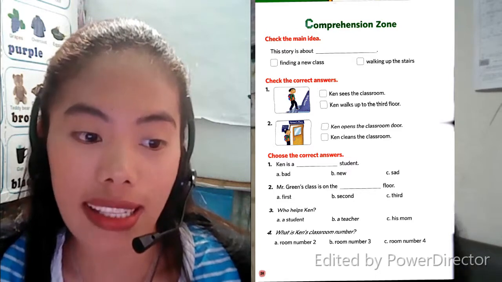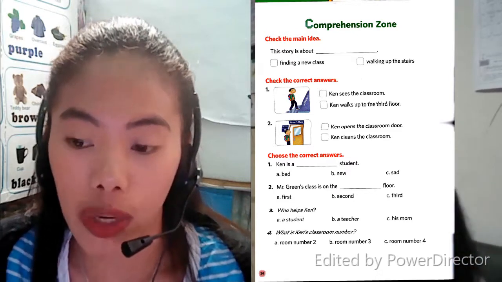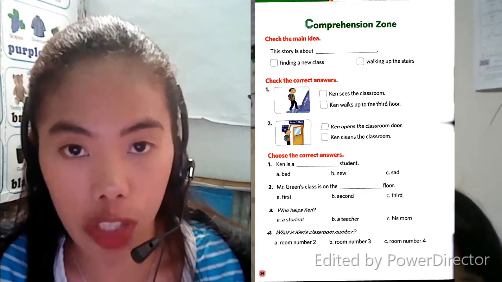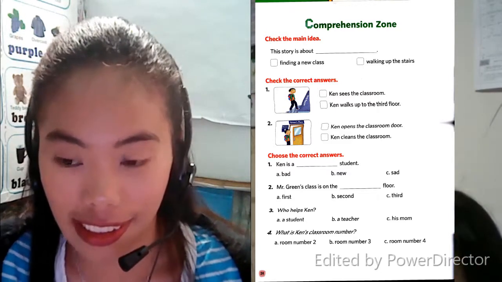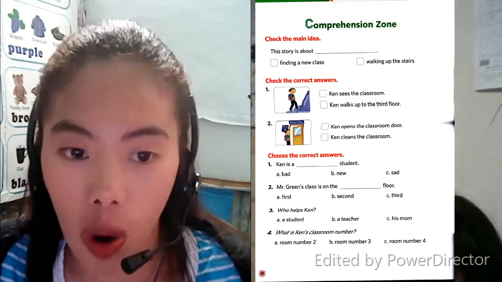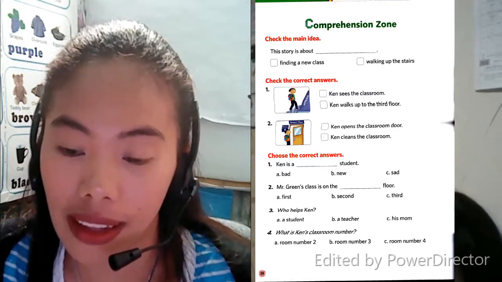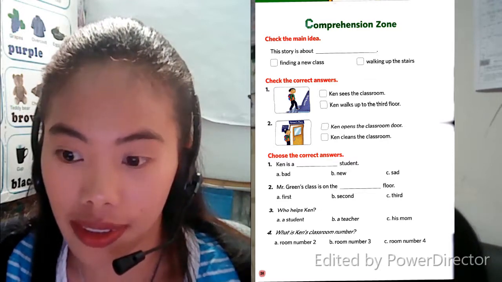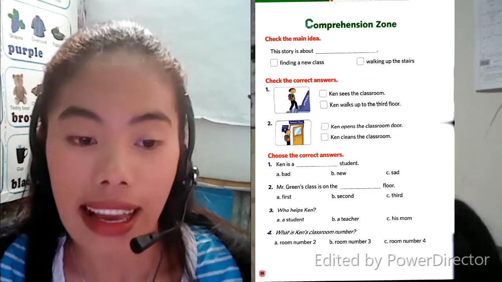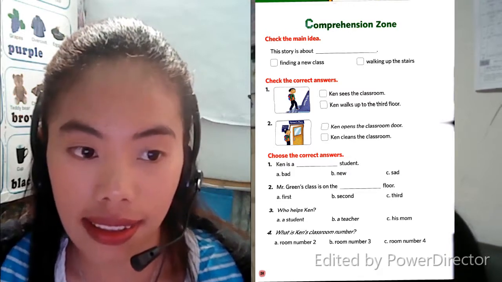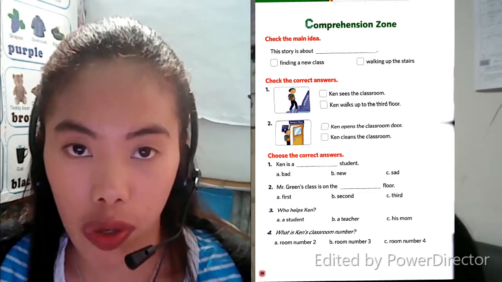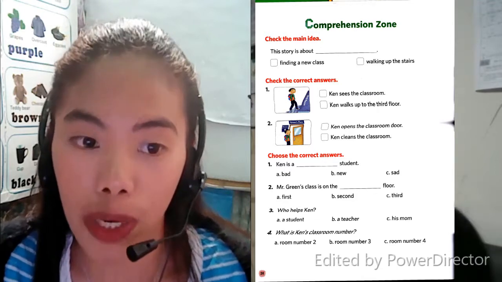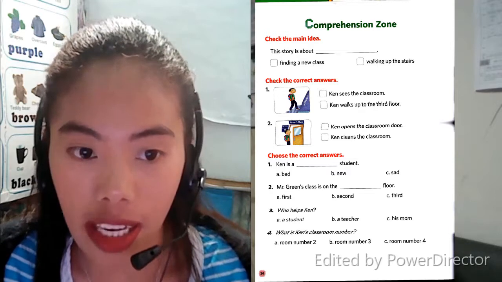All right. On the second picture, I'll read the option, okay? And follow after me, okay? Ken opens the classroom door. Ken cleans the classroom. Okay, so in the picture, what is Ken doing?